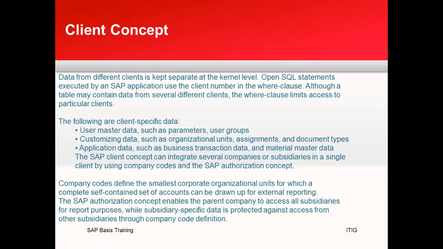The client concept can integrate several companies or subsidiaries in a single client by using company code and the SAP authorization concept. Company code defines the smallest corporate organizational unit for which a complete self-contained set of accounts can be drawn up for external reporting. The SAP authorization concept enables the parent company to access all subsidiaries for reporting purposes, while subsidiary-specific data is protected against access from other subsidiaries through the company code definition.